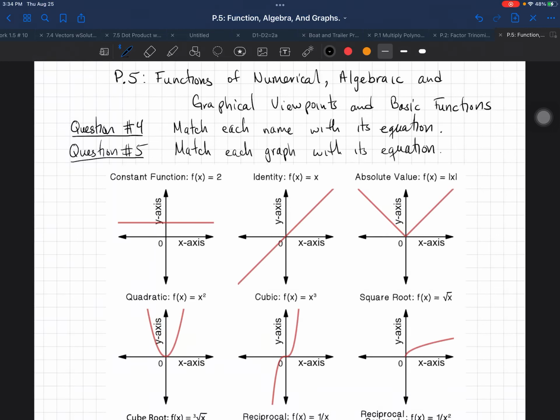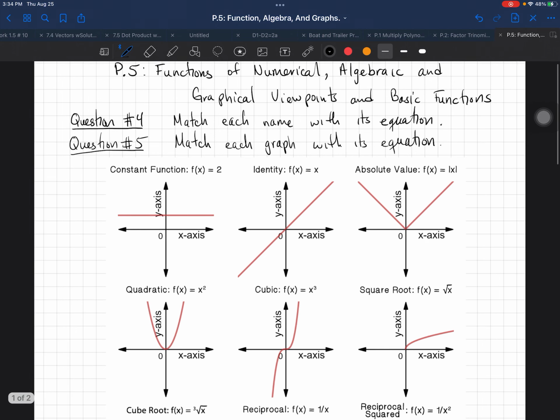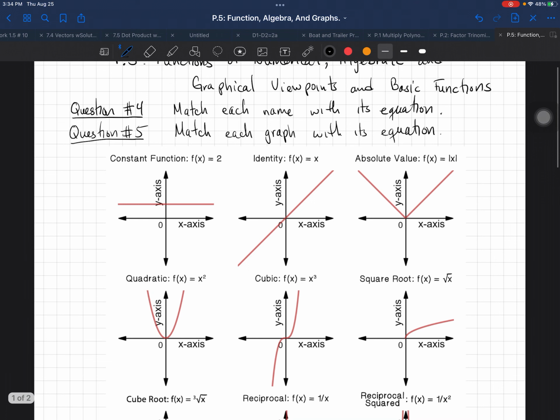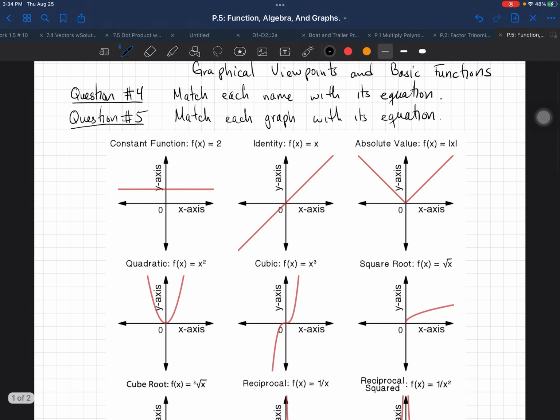Hi class, welcome back. We're gonna do a quick review on graph functions and their parent functions. This serves to help you answer question number 4 and question number 5 from the prerequisite P.5 functions and numerical, algebraic, and graphical viewpoints of basic functions. So this is a quick review, but also a great opportunity for us to explore Desmos.